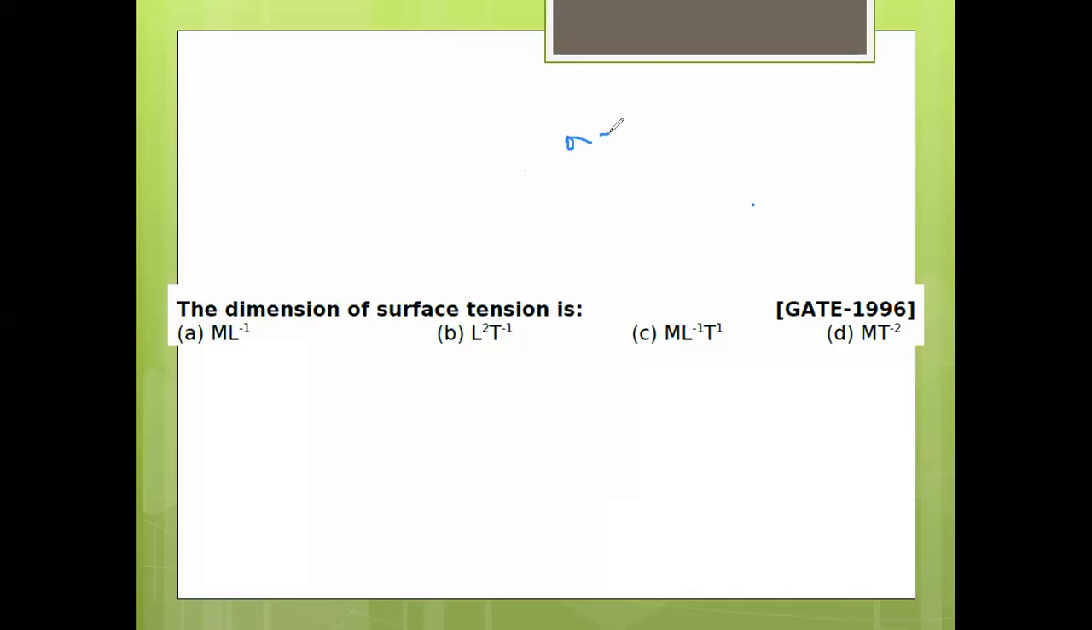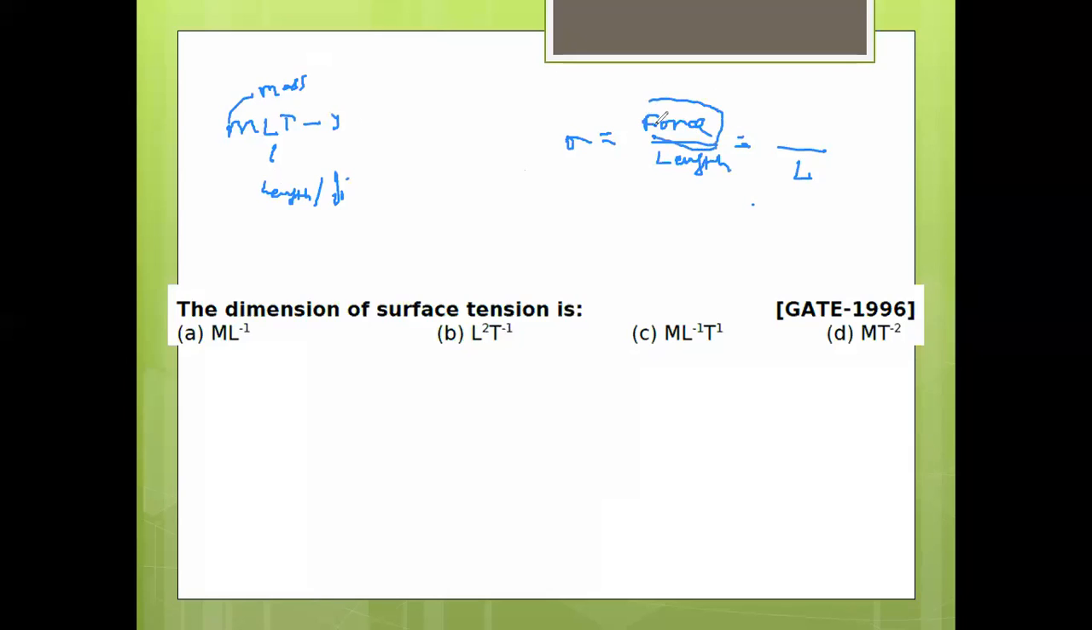Surface tension is nothing but force per unit length, right? Now, in dimensions, there are basic 3 dimensions that we use. MLT, M means mass, L means length or distance, and T means time. Now here in the numerator, there is already one L.